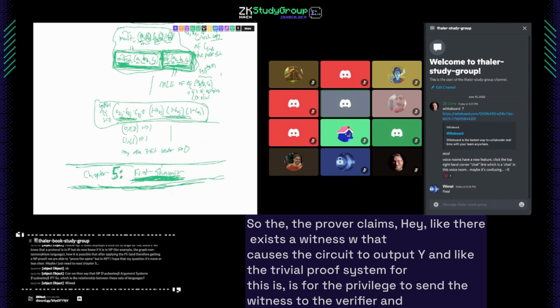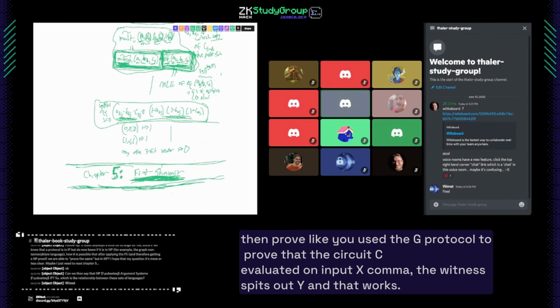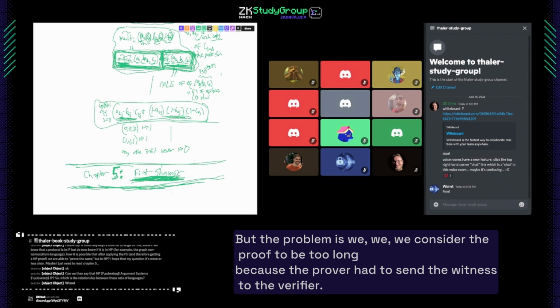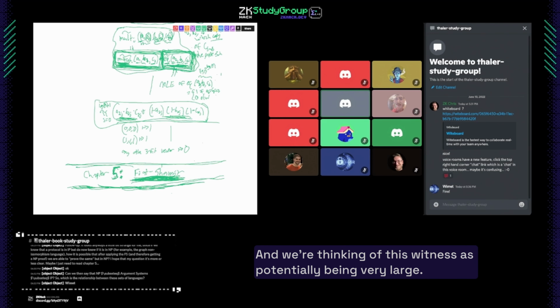And the trivial proof system for this is for the prover to send the witness to the verifier and then use the GKR protocol to prove that the circuit C evaluated on input X, comma, the witness spits out Y. And that works. But the problem is we consider the proof to be too long because the prover had to send the witness to the verifier. And we're thinking of this witness as potentially being very large.